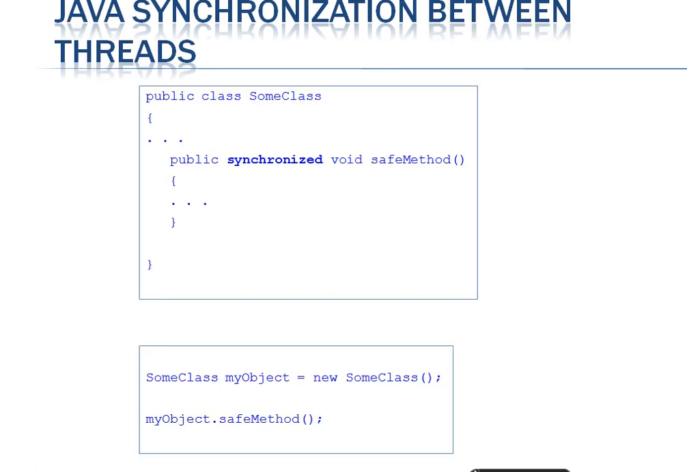In case of Java synchronization between threads, we have some class. As Java is a purely object-oriented programming language, it makes use of classes and objects. So here we have a public class, some name of the class, and a public synchronized method, safe mode. So this is the structure of Java synchronization.